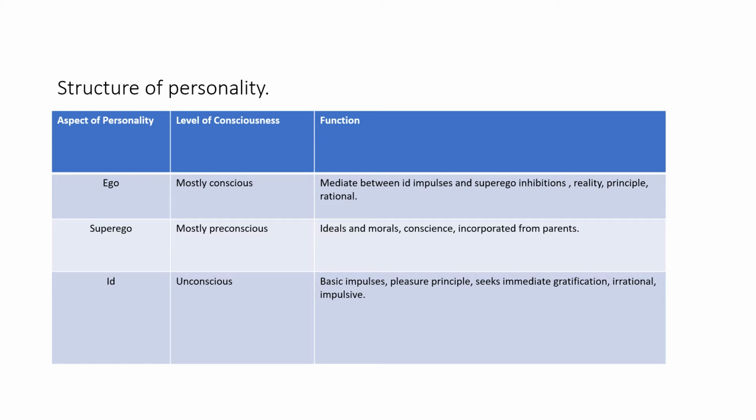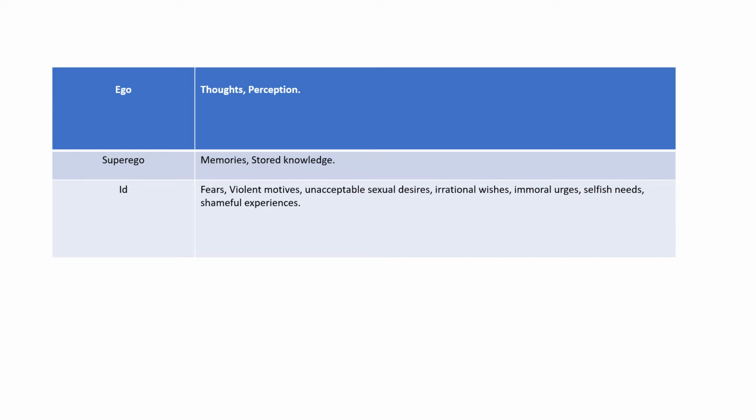It works with basic principles, basic impulses, pleasure principle, seeks immediate gratification, and it is mostly irrational and impulsive. Ego works with thoughts and perceptions. Superego works with memories and stored knowledge, and id works with fears, violent motives, unacceptable sexual desires, irrational wishes, immoral urges, selfish needs, and shameful experiences.